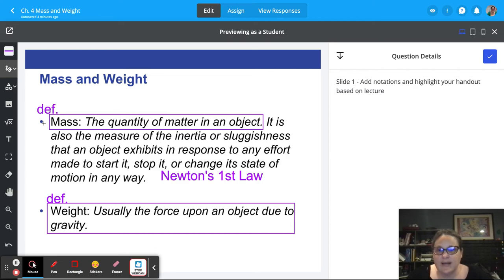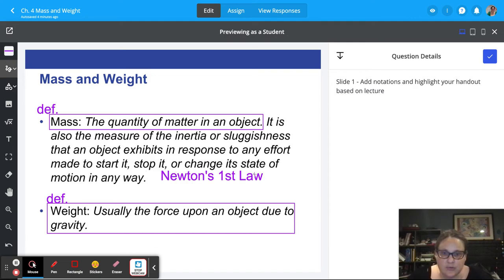So, on your handout, go ahead and take a minute and mark the two definitions, as well as anything in particular that I just described to you onto the side here. And then it says it is also the measure of inertia or sluggishness that an object exists in response to any effort made to start it, stop it, or change a state of motion in any way. This is Newton's first law.